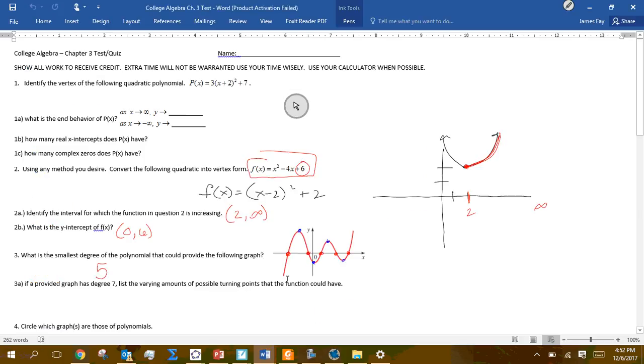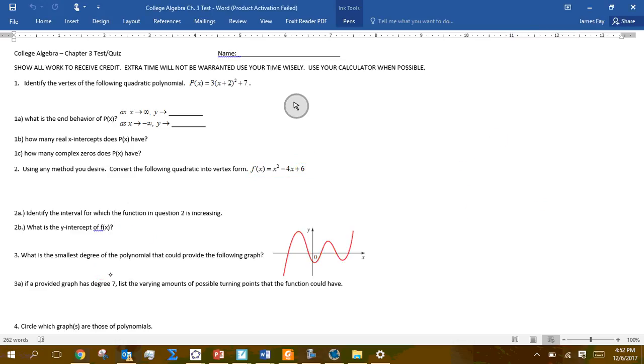Whenever you have turning points, the largest amount of turning points you could have is always n minus 1. So n being 7, we get 7 minus 1 gives me 6. And then we can differ by amounts of 2. So 4, 2, or 0. If I gave you an 8, 8 minus 1 would be 7, and then you can go 5, 3, or 1. So that's the setup for that question.